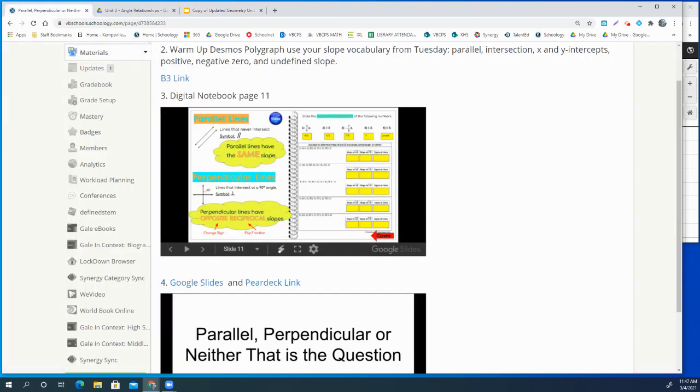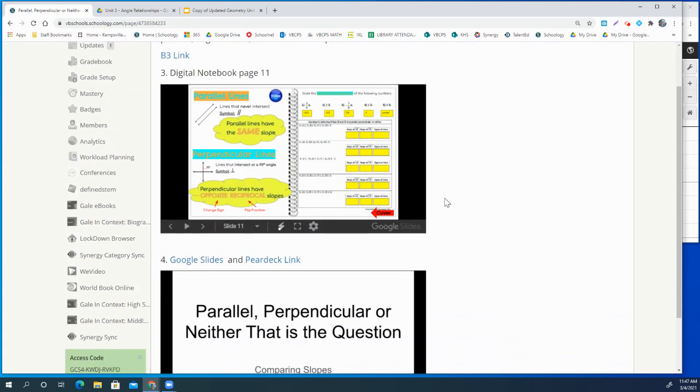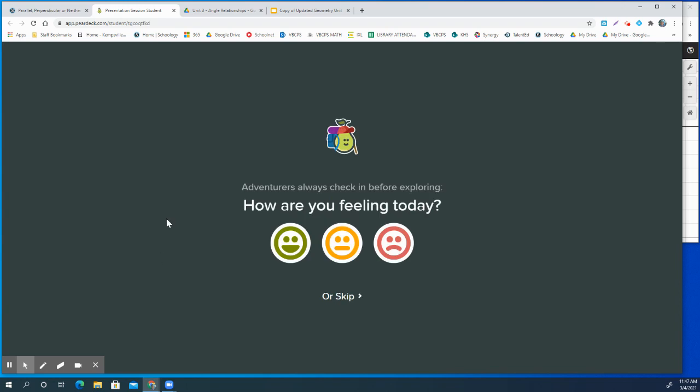So if you go back to our Schoology page, you might want to keep that digital notebook open because there are some similarities here. If you like to hold on to your Google Slides, there's a link to this presentation in Google Slides, but there's also Pear Deck. So if you prefer to be able to write on it, I would probably click on the Pear Deck. I'm going to do the Pear Deck. So it doesn't matter to me which one you click on. You just need to have access and be able to take some notes on it.